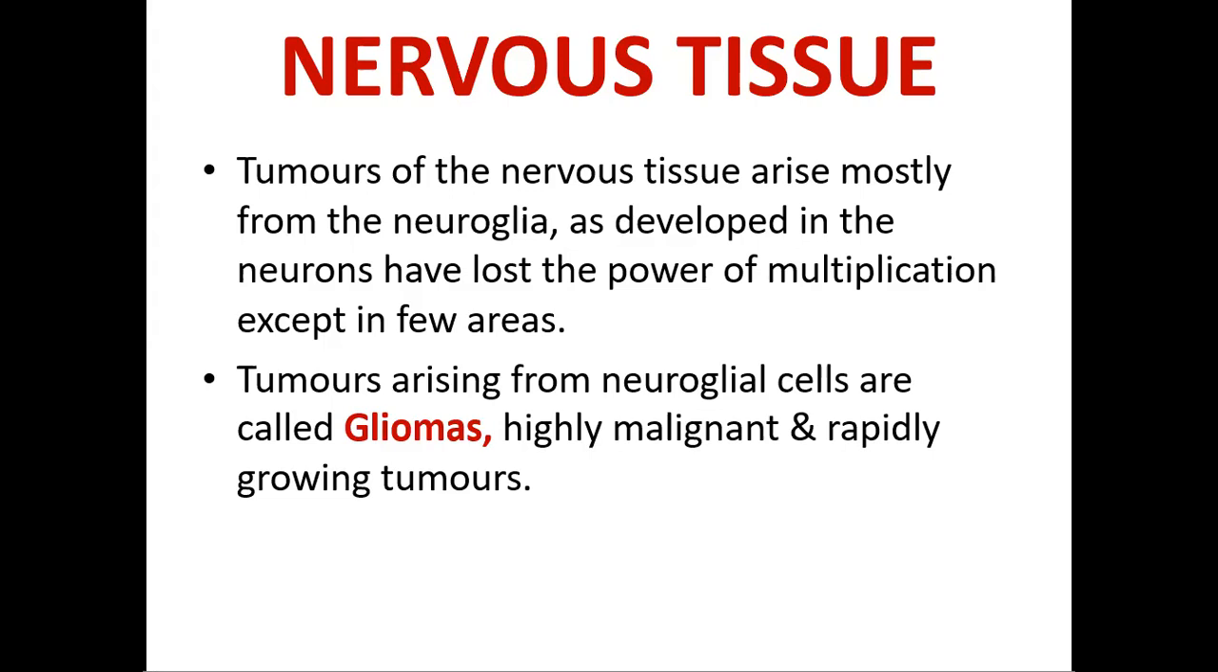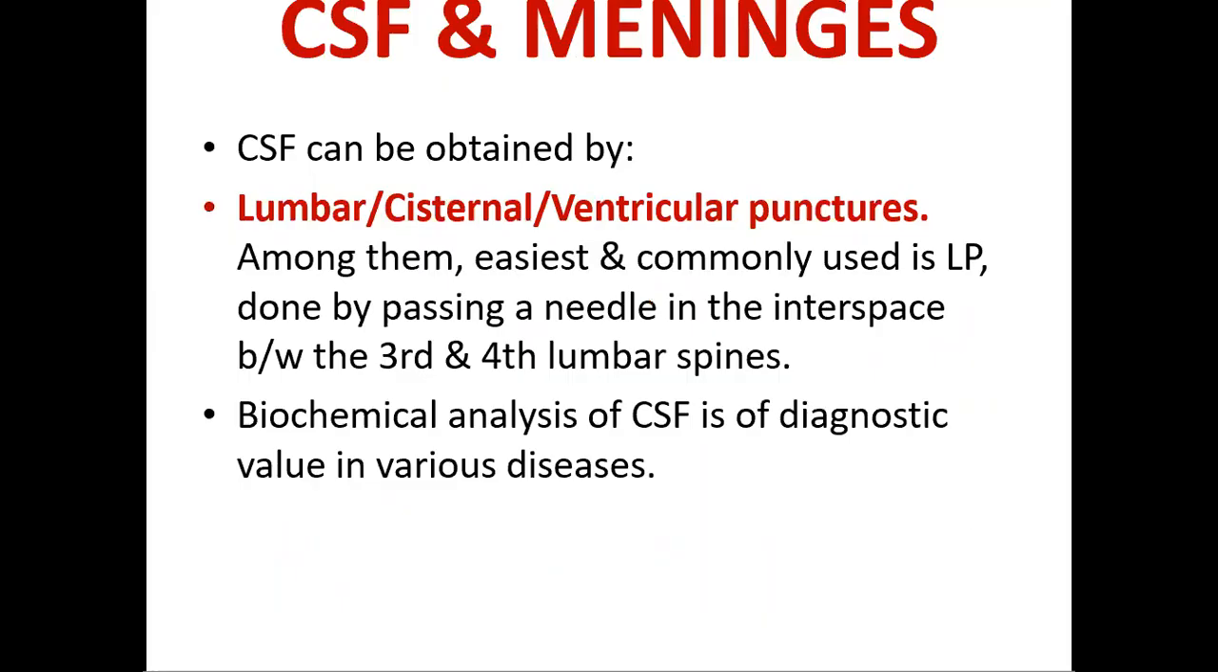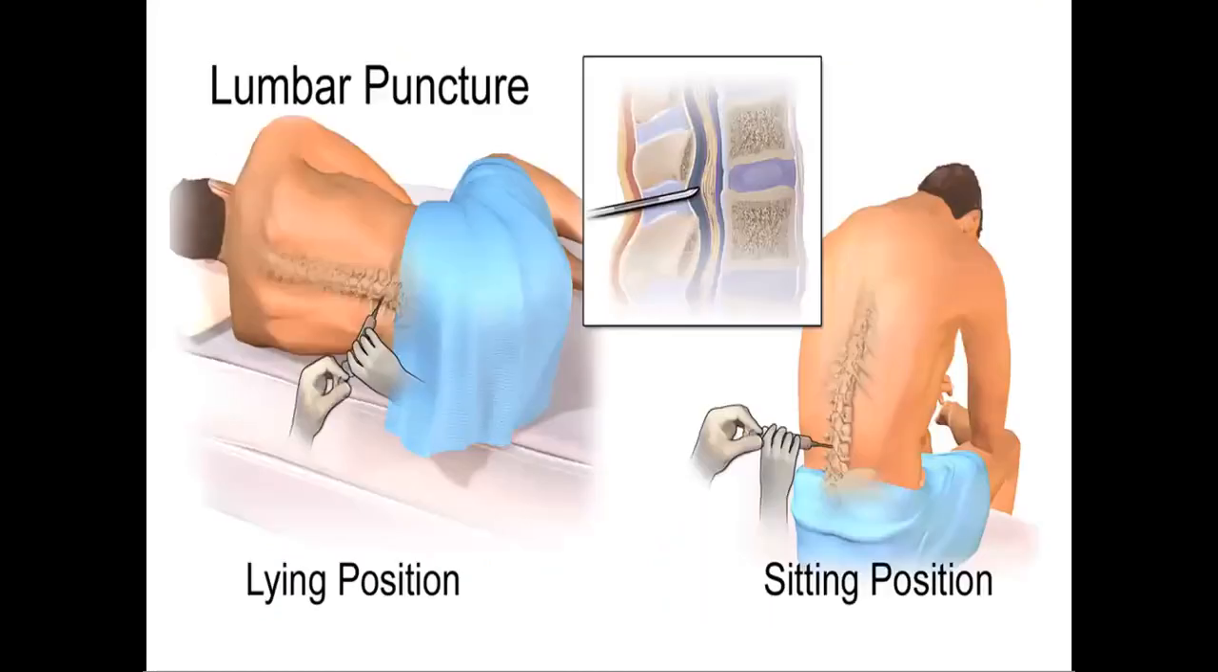With the next topic, after the nervous tissue, we study CSF and meninges. In the CSF, cerebrospinal fluid, we have many clinical aspects. To list out a few, we can obtain the CSF. Obtaining the CSF can be diagnostic as well as therapeutic. How do we collect the CSF? We collect it either through lumbar puncture, cisternal puncture, or ventricular puncture. But the most commonly employed in practice is lumbar puncture.